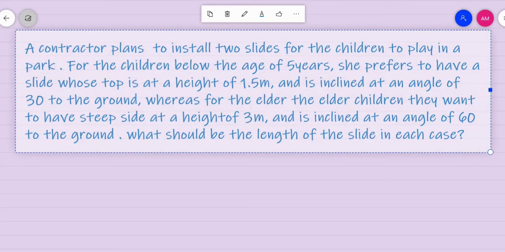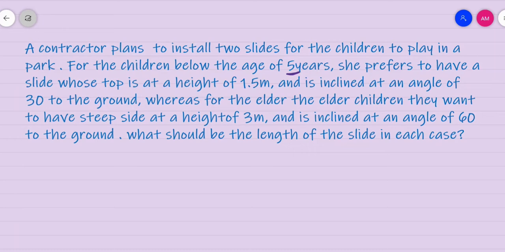Now let us see. For the children below the age of 5 years, she prefers to have a slide whose top is at a height of 1.5 meter and is inclined at an angle of 30 degrees to the ground. See, for small children, the height of the slide is 1.5 meter and the slide is at 30 degrees to the ground.